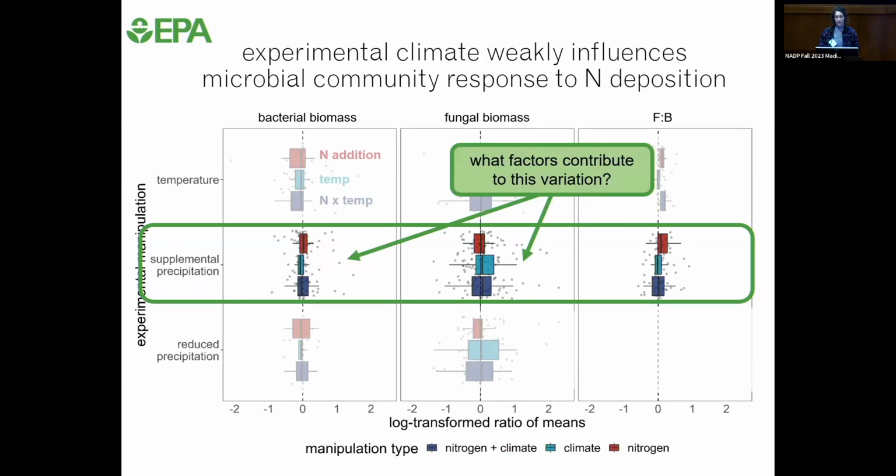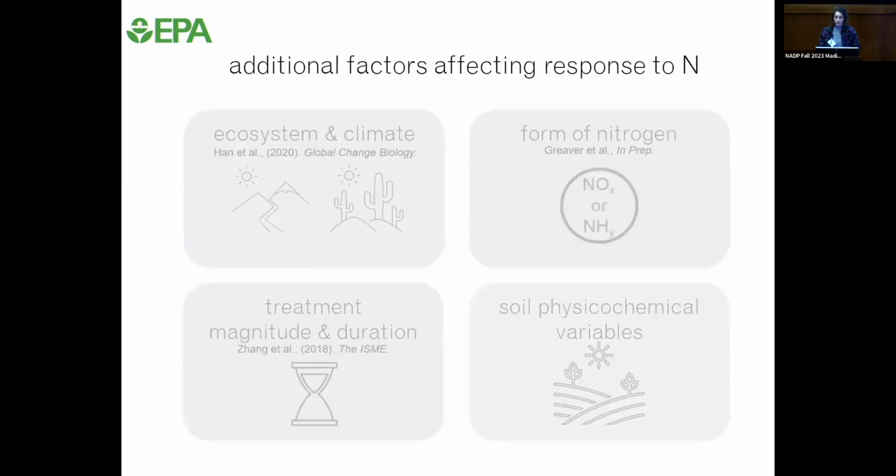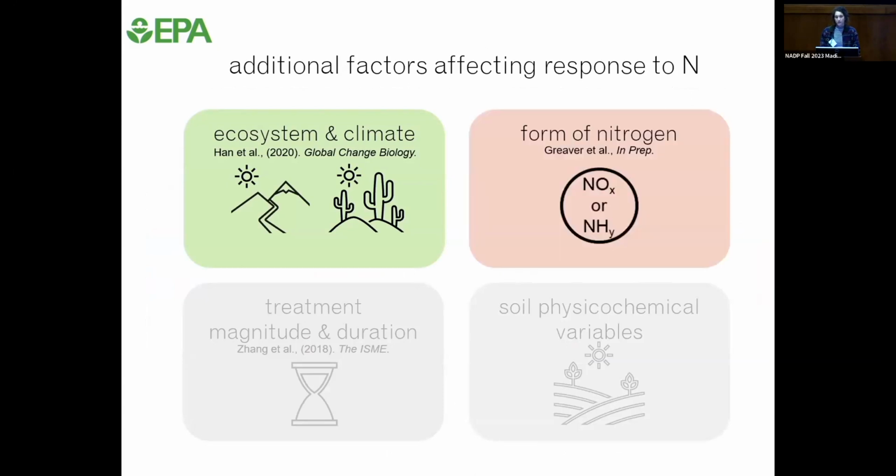So what factors actually contribute to this variation that we're seeing, where some systems are showing increases in fungal biomass, for example, while other systems are showing negative effects on fungal biomass? Okay, so we know that there are additional factors affecting this response to N, not just climate alone. There have been a number of meta-analyses published looking at different ecosystems and climate effects on this response, and we see a lot of differences depending on the soil characteristics and the mean annual temperature and precipitation. We also know that the form of nitrogen used in these experiments does affect the microbial response.